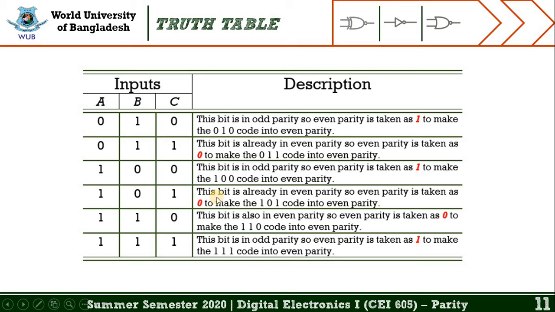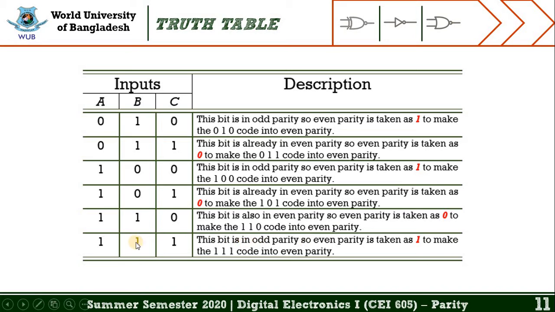This bit is in odd parity, so even parity is taken as 1 to make the 1, 0, 0 code into even parity. Next combination is 1, 0, 1, which is already in even parity. So even parity is taken as 0 to make the 1, 0, 1 code into even parity. Next combination, 1, 1, 0. This is also in even parity, so even parity is taken as 0 to make the 1, 1, 0 code into even parity.